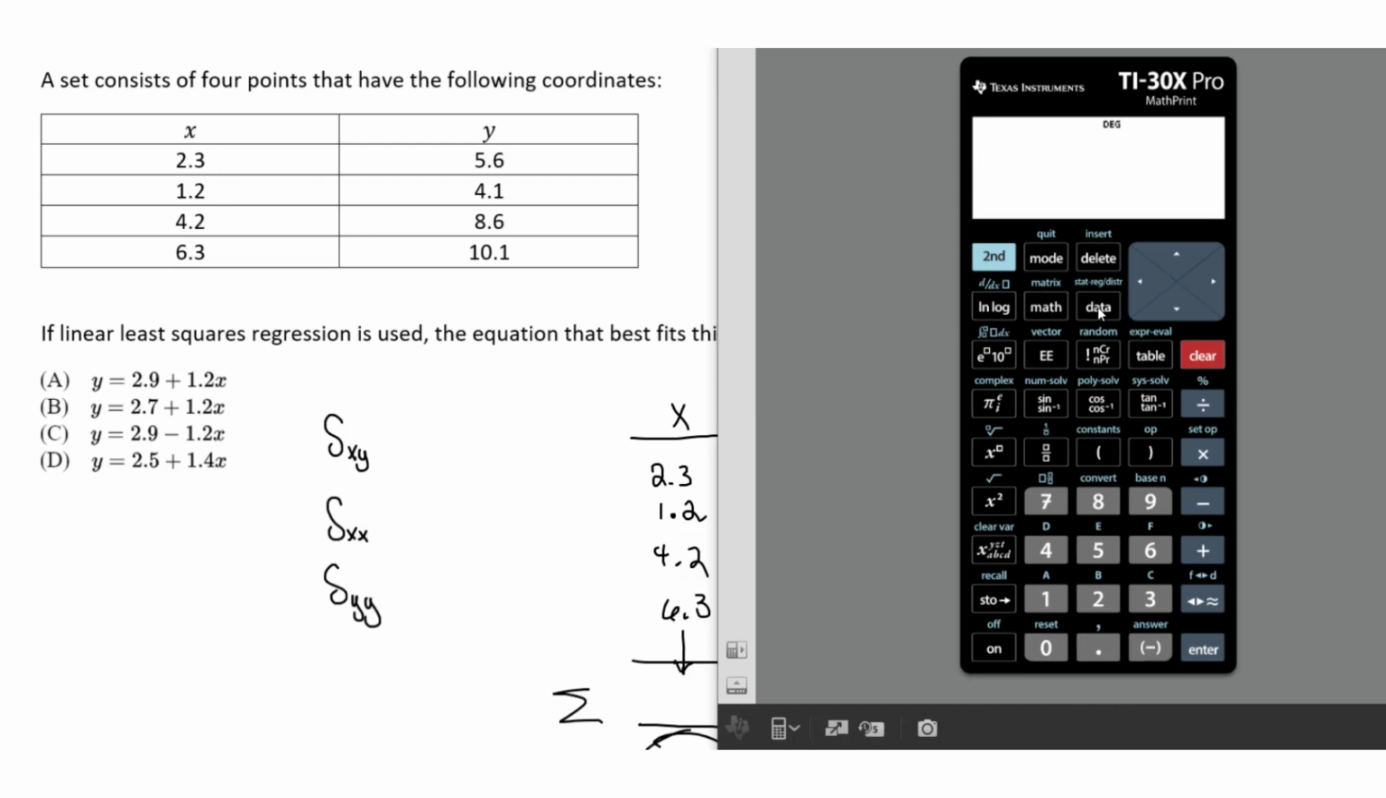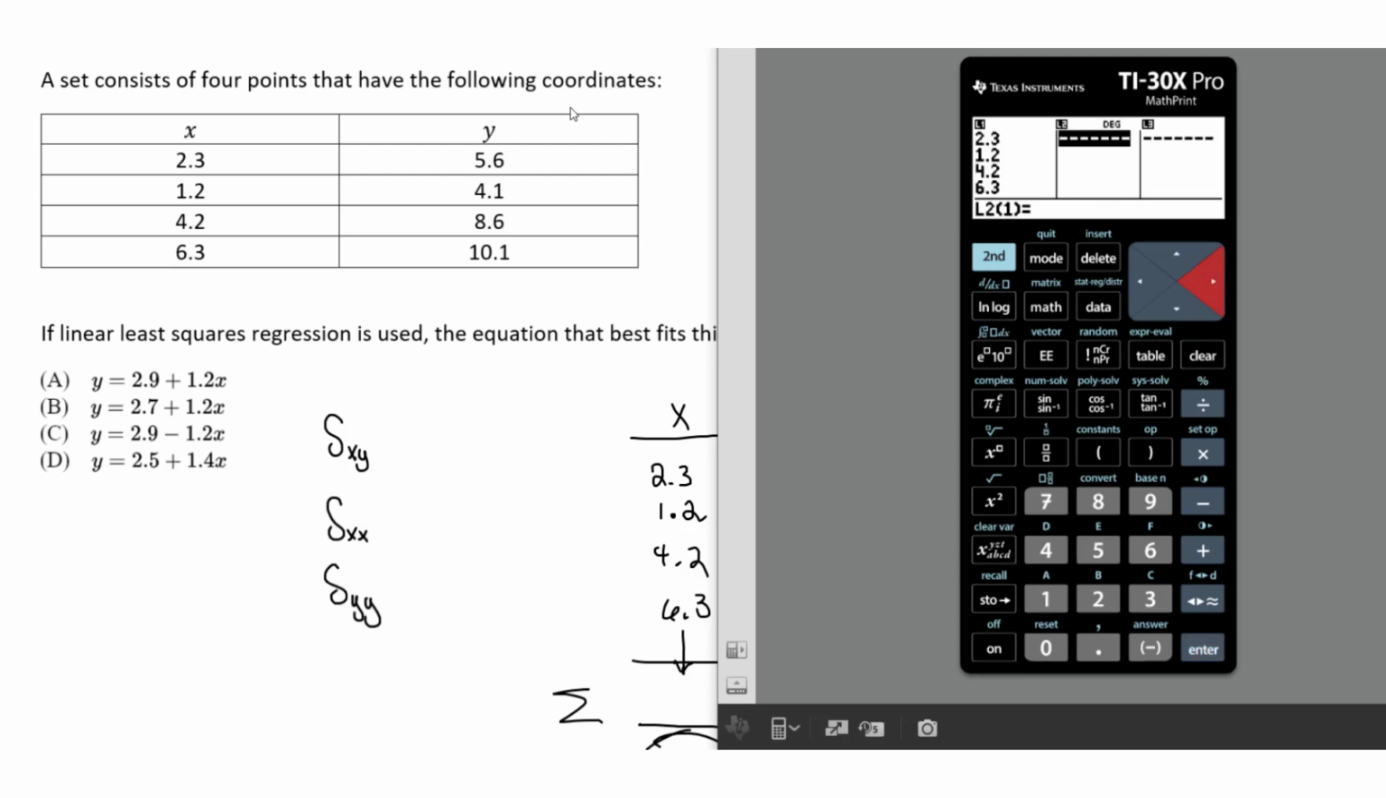So we're going to click on data, and this is going to be my L1 value. So I'm going to plug in 2.3, enter. I'm going to plug in 1.2, enter. I'm going to plug in 4.2, enter. I'm going to plug in 6.3, enter. So we're done with that column.